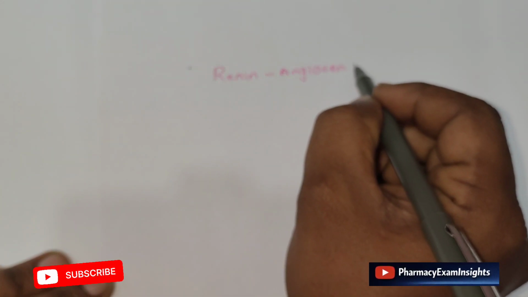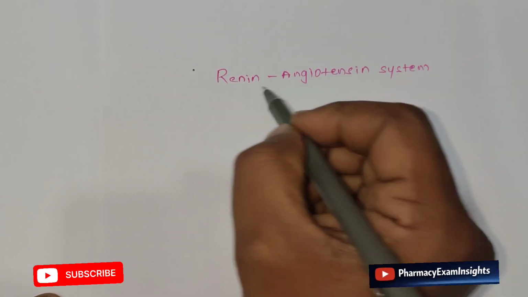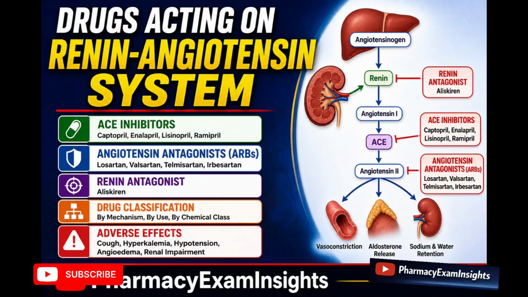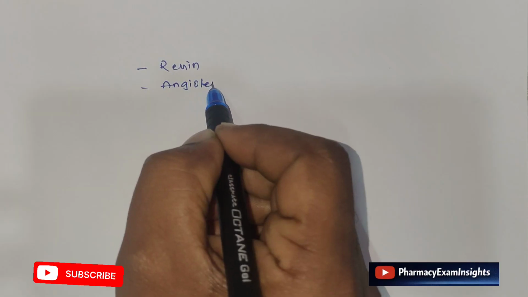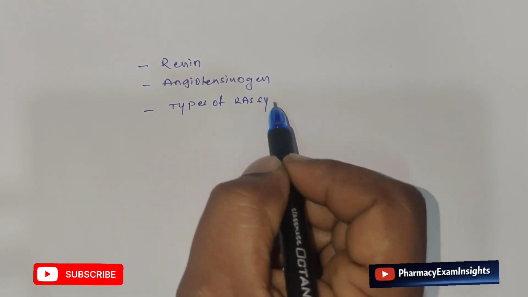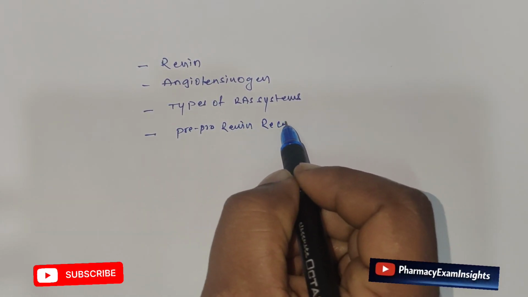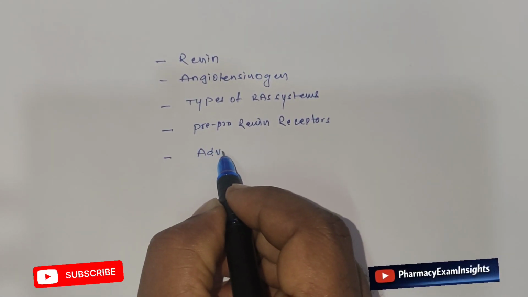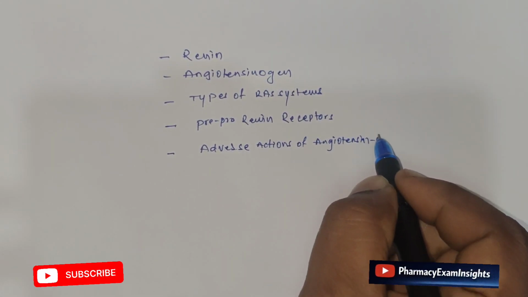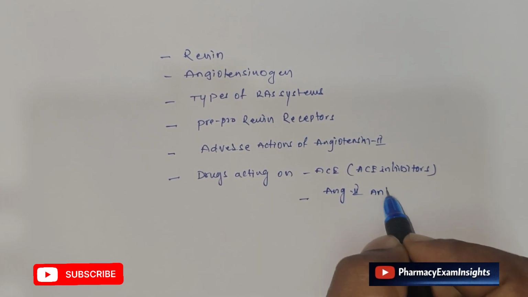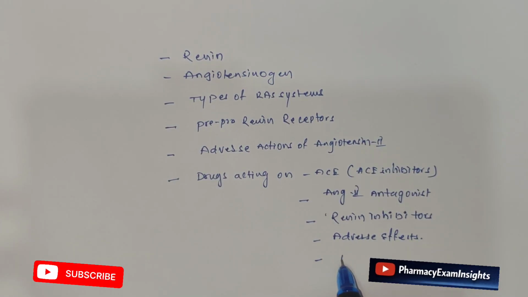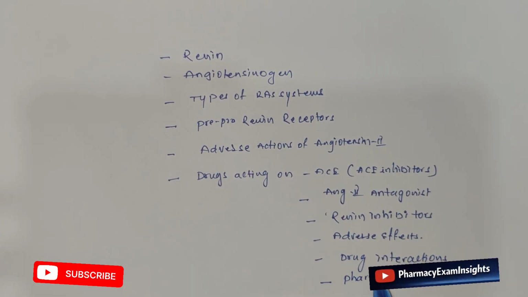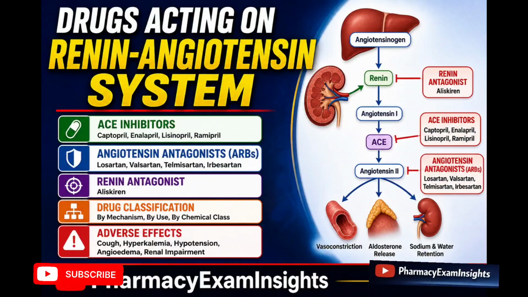Today we are going to discuss drugs acting on the renin angiotensin system. These drugs fall under the classification of antihypertensive drugs. In this topic we are going to discuss renin, angiotensinogen, types of RAAS system, pre-prorenin receptors, adverse actions of angiotensin 2, drug classification like angiotensin converting enzyme inhibitors, drugs acting on angiotensin 2, renin antagonists, adverse effects, drug interactions, and pharmacokinetics of these drugs.